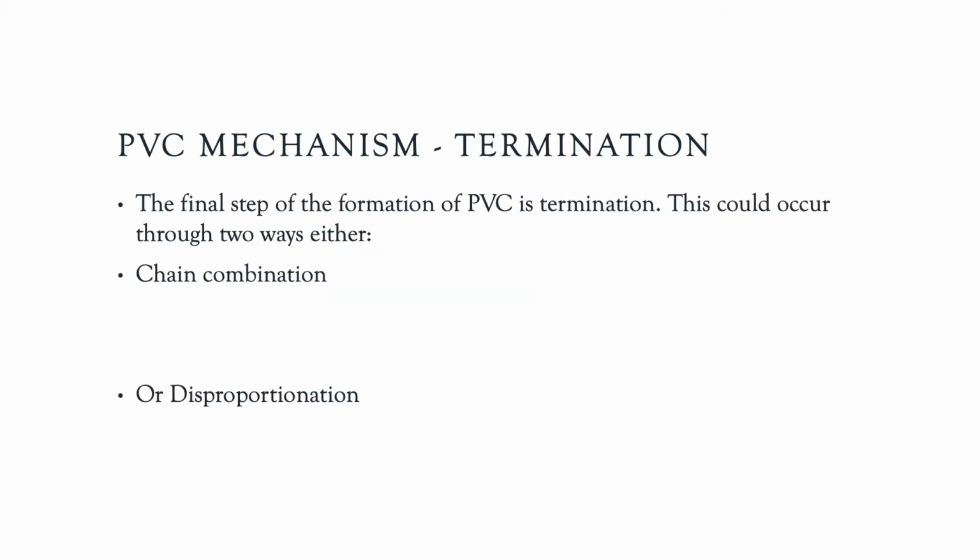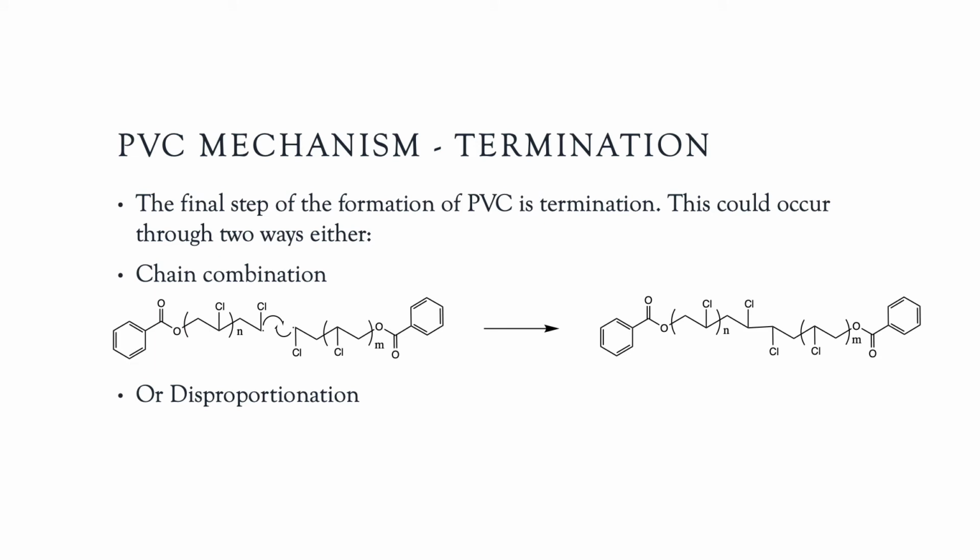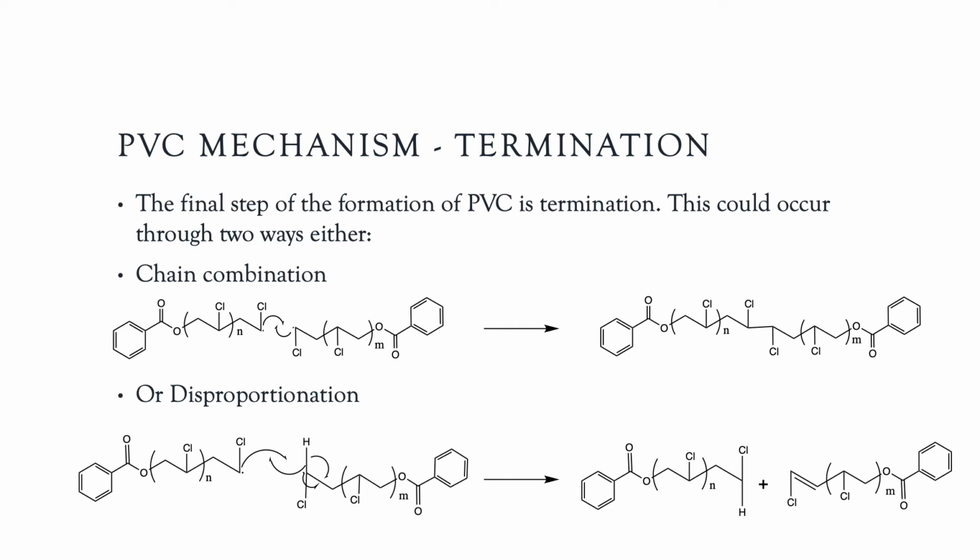The final step of the formation of PVC is termination. This can occur through 2 ways, either chain combination, where 2 different polymer chains form a bond from the 2 free radical carbons, or disproportionation, where the 2 free radicals react to form 1 alkane ending polymer and 1 alkene ending polymer.